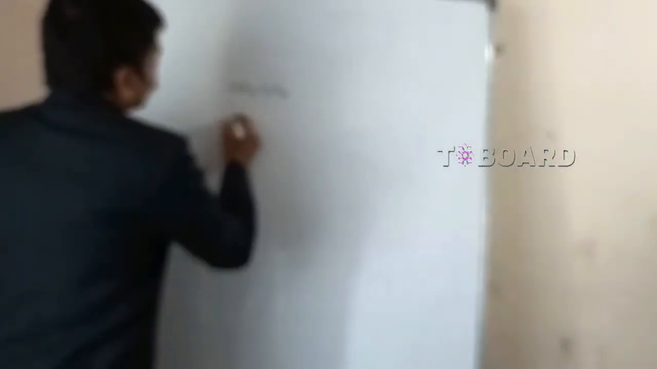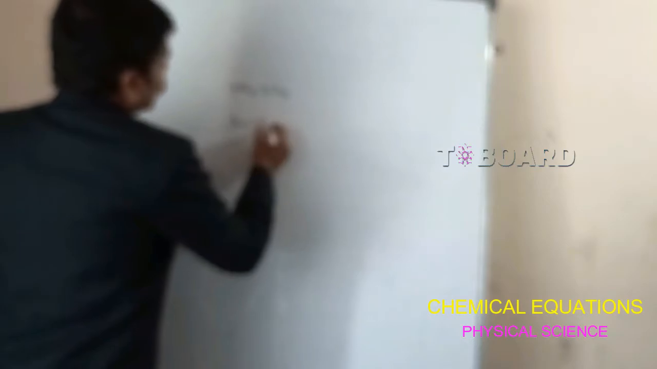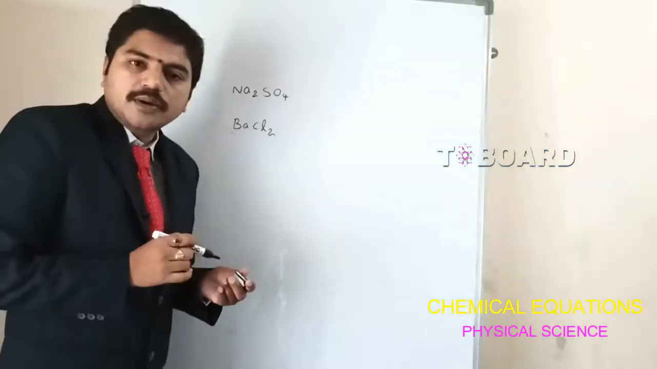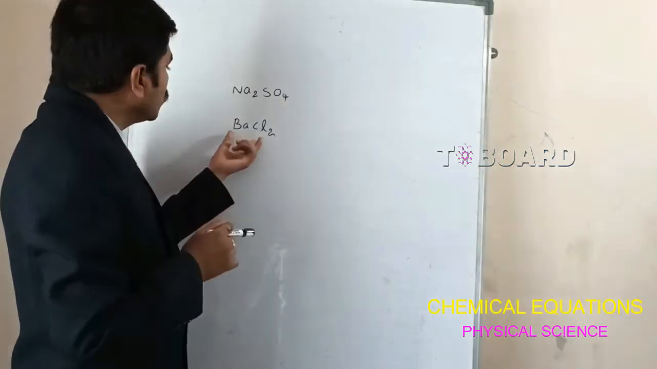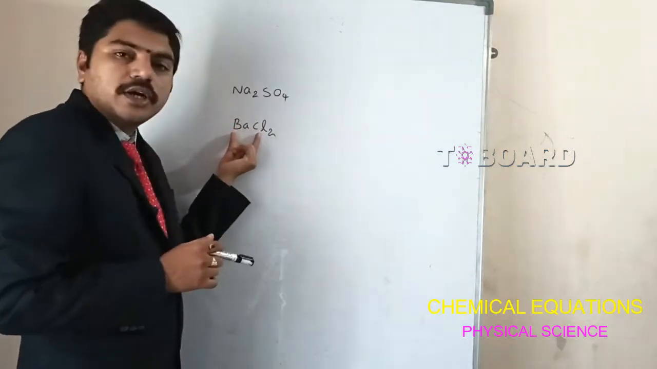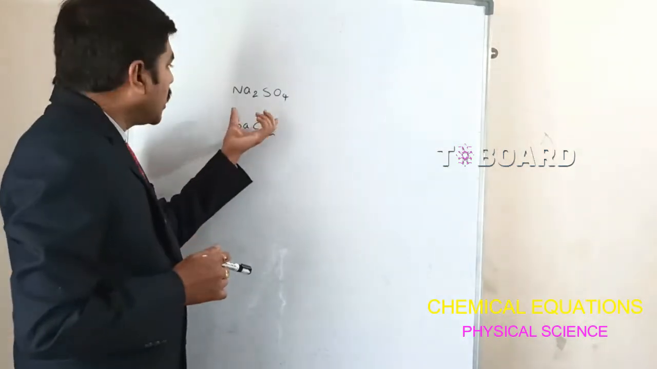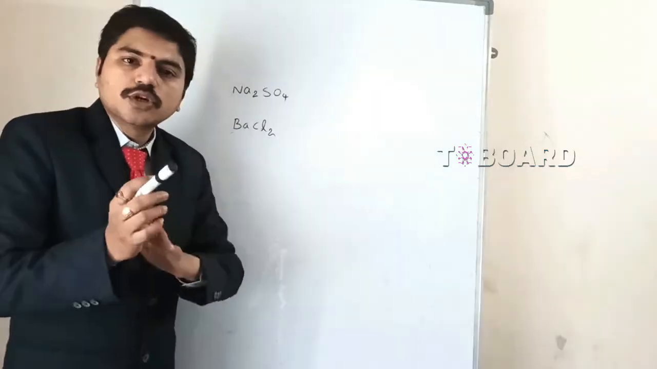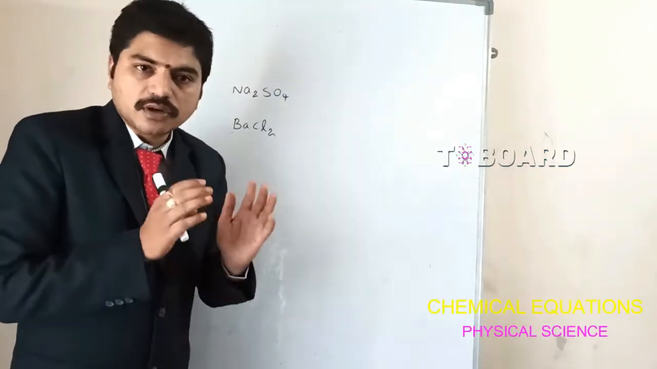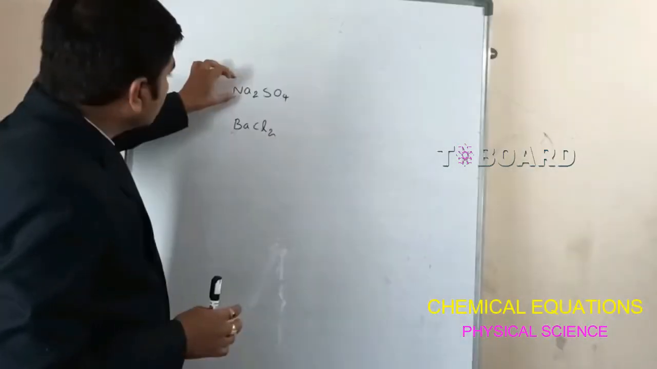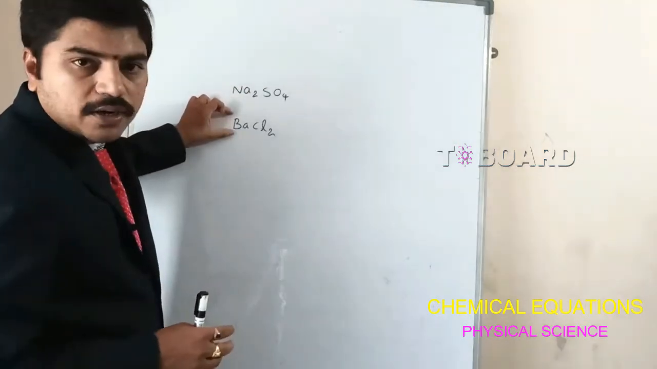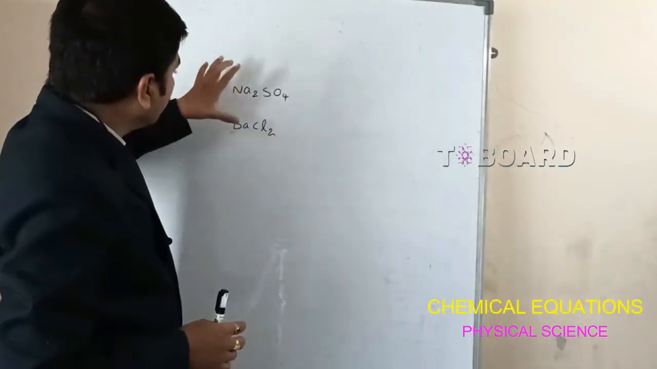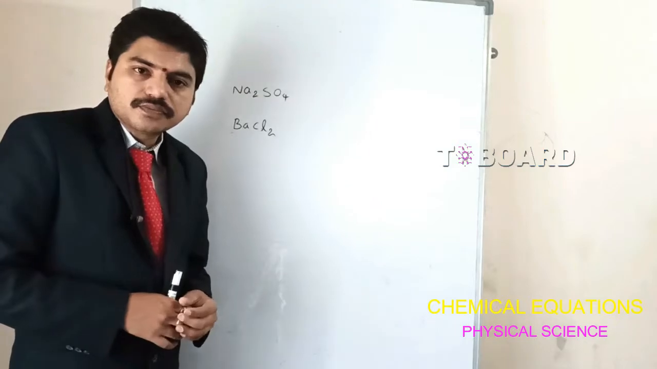Then I add barium chloride, BaCl2, to this. This is a barium chloride solution, and Na2SO4 is a sodium sulfate solution, right? When I add the sodium sulfate solution and the barium chloride solution, what happens in the equation?